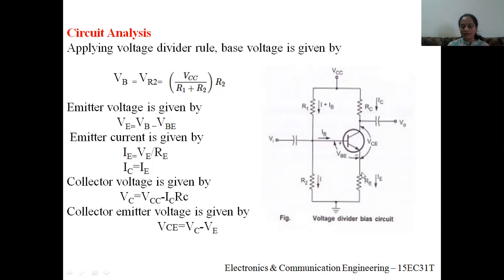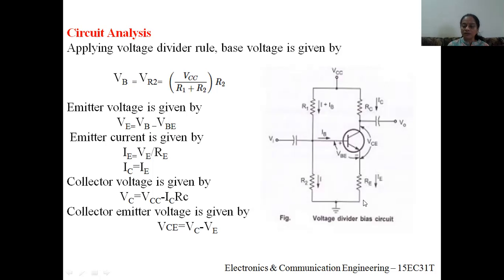Now the emitter voltage is nothing but the voltage across RE. If you take the emitter voltage, it is developed across the resistance RE. So VE, that is the emitter voltage, is given by VB, the base voltage, minus VBE. Okay, so the base voltage is the voltage across R2, and this is the closed circuit. VE equal to VB minus VBE.